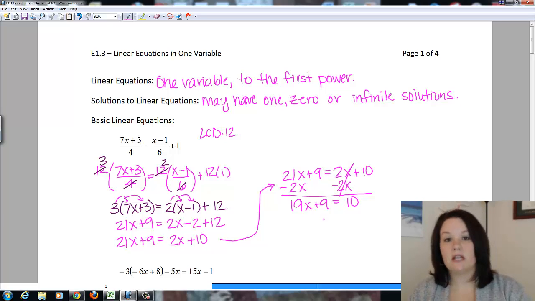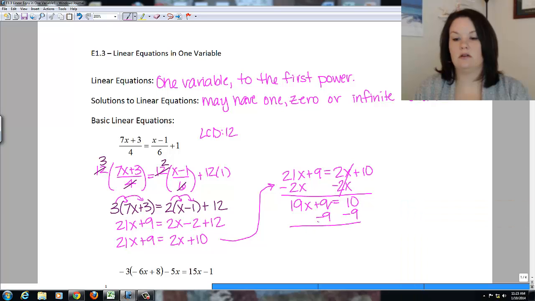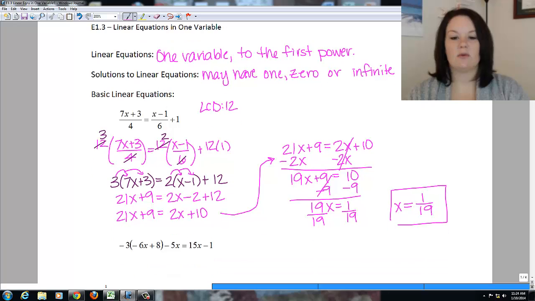And then I'm going to move my 9 to the other side by subtracting. So I get 19x is equal to 10 minus 9, which is 1. And then I just divide off that coefficient, which is 19. Okay. So what I end up with is x is equal to 1 over 19. Okay, easy peasy. Let's look at another one.